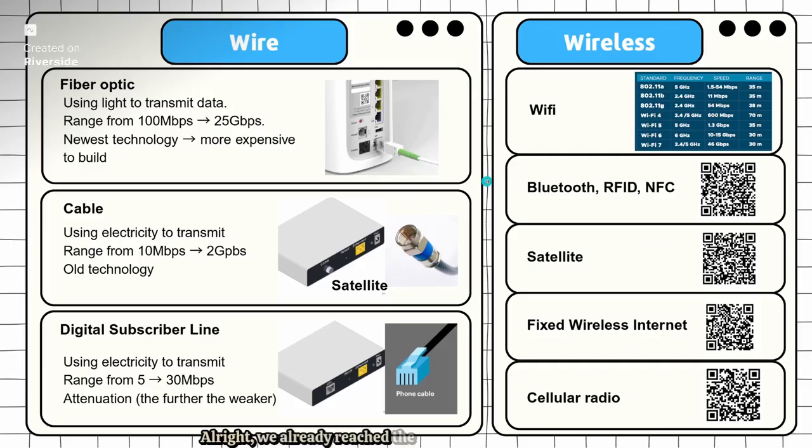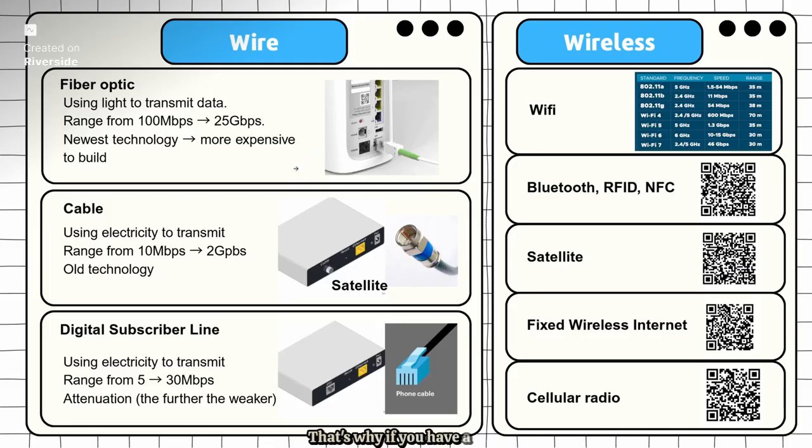Alright, we already reached the final chapter. The differences between wire and wireless. So for wire, we have three types: fiber optic, cable, and finally digital subscriber line, or what we call a phone line. Fiber optic is the fastest one. It uses light to transmit data. The range can reach up to 25 gigabit per second, so it's really fast.